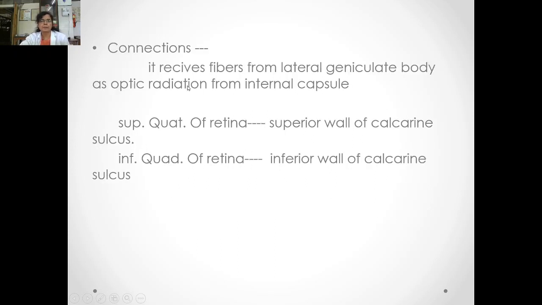Connections of this area: it receives fibers from the lateral geniculate body as optic radiation through the internal capsule. In this area, the superior quadrant of retina, that is the inferior quadrant of visual field, is represented in the superior wall of the calcarine sulcus, and the inferior quadrant of retina, that is the superior quadrant of visual field, is represented in the inferior wall of the calcarine sulcus.